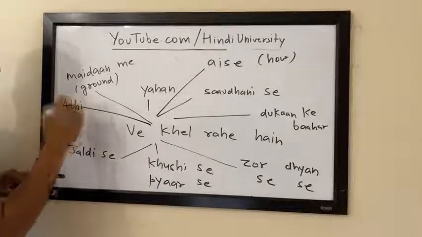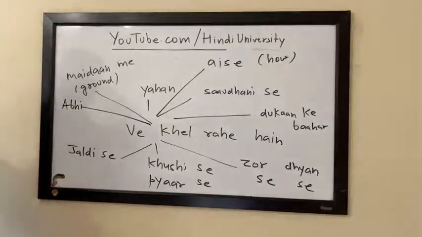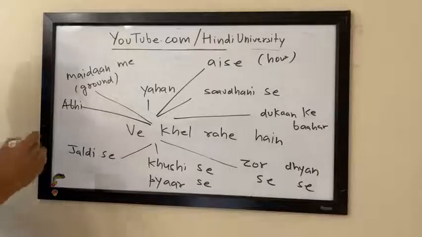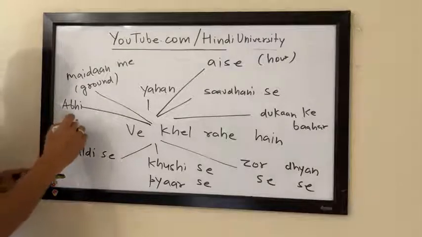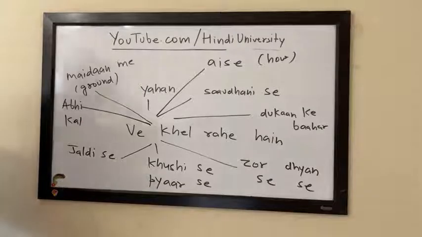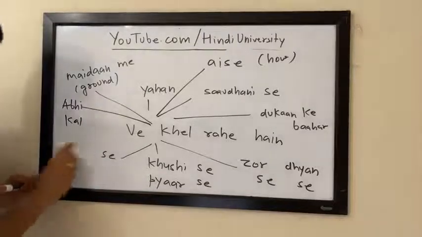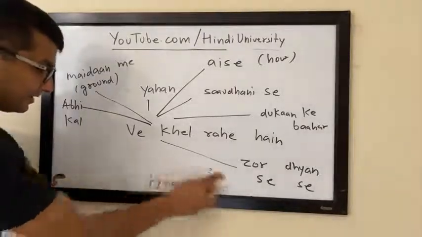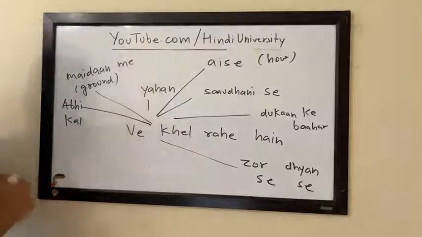अभी. वे कल खेल रहे थे. थे. You can say that. वे कल खेल रहे थे. आज. आज. Very good. आज.